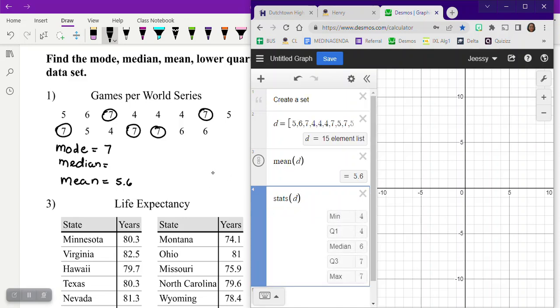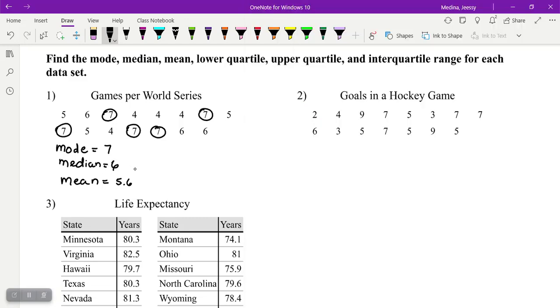Now, for those of you that wrote down the minimum and the maximum, notice how the question wasn't asking us for the minimum or the maximum. It just shows that you weren't paying attention to what the question is. The question wants the median, which in this case is 6, and it also wants the lower quartile, which is Q1, upper quartile, which is Q3, and the interquartile range, which is IQR.